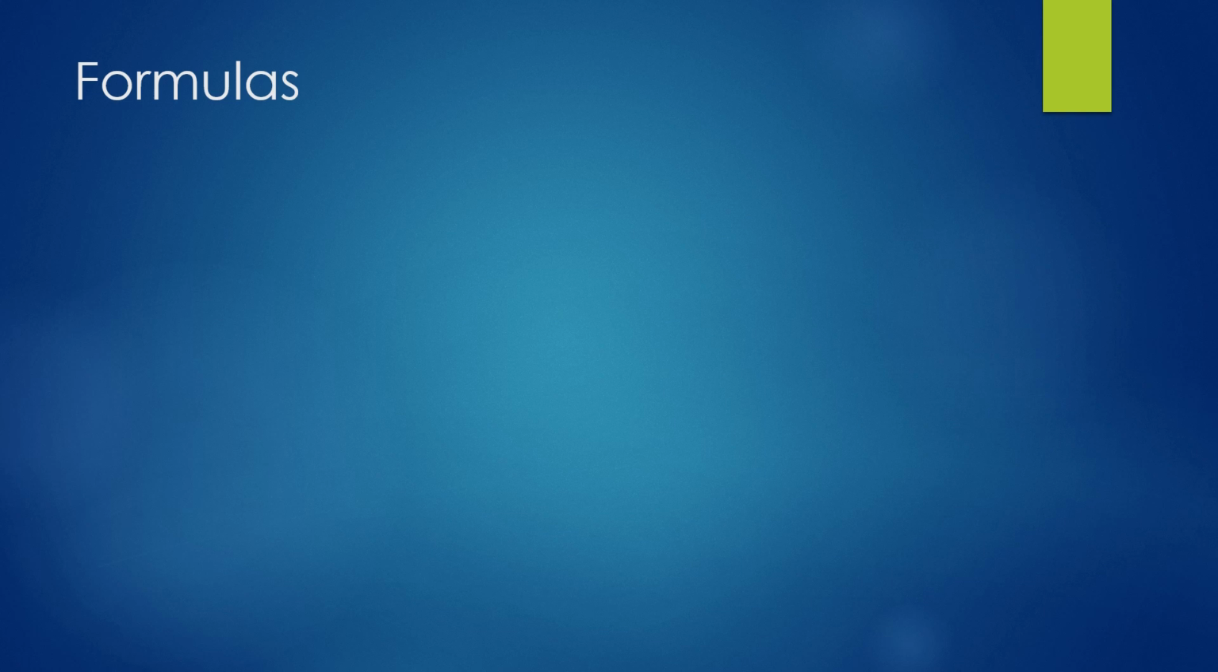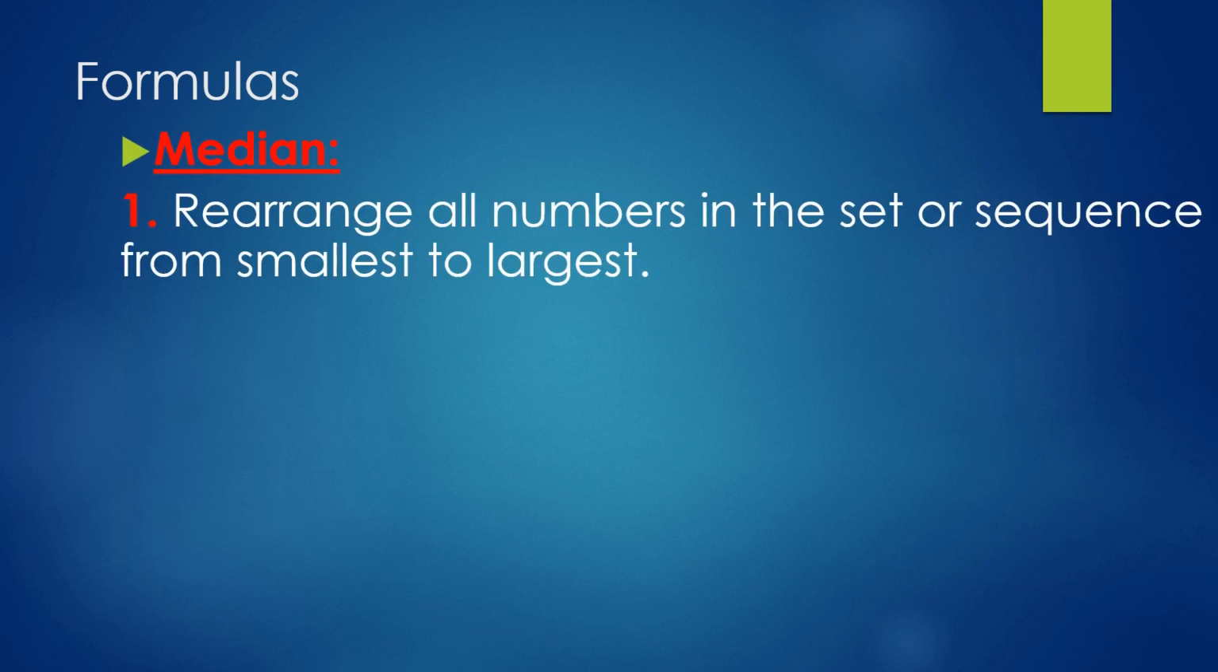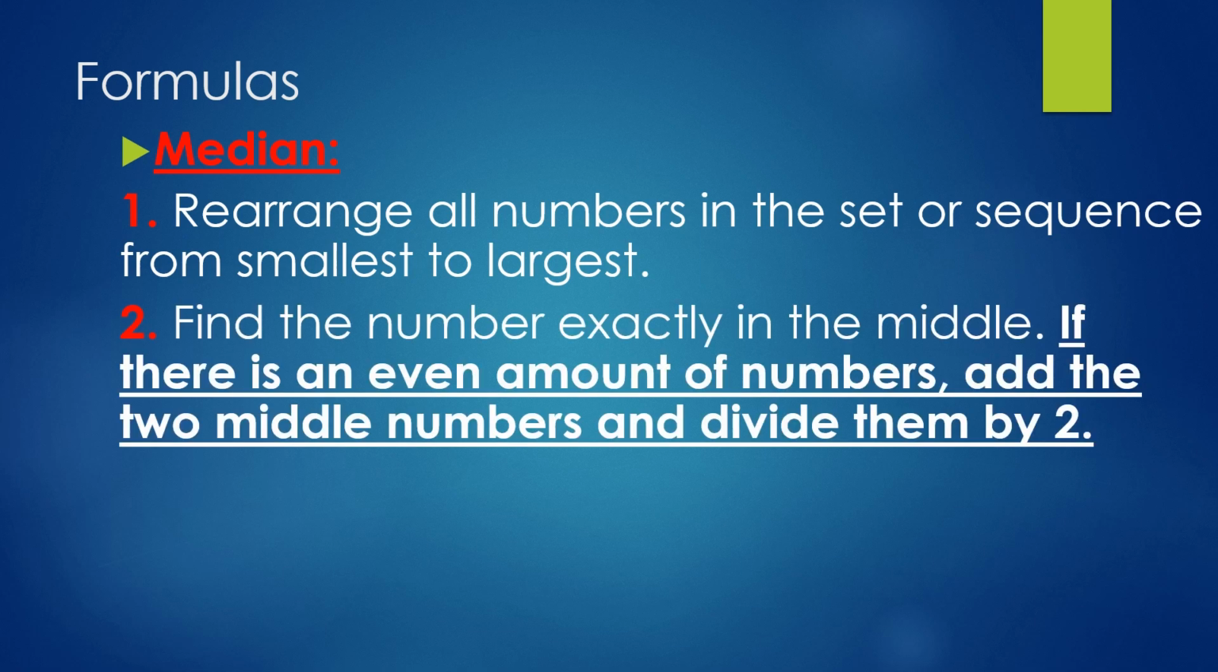Next, we'll look at the median. For the median, we're going to rearrange all the numbers in the set or sequence from smallest to largest. This is going to allow us to see what we want to find quickly. Then, you're going to find the number exactly in the middle. If there is an even amount of numbers, add the 2 middle numbers and divide those by 2.